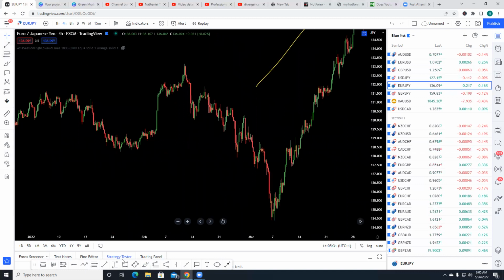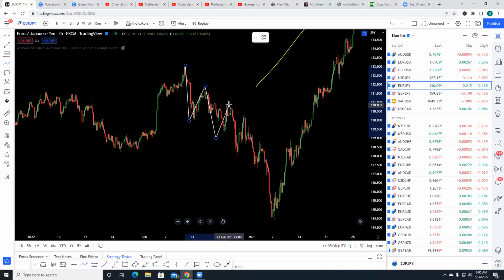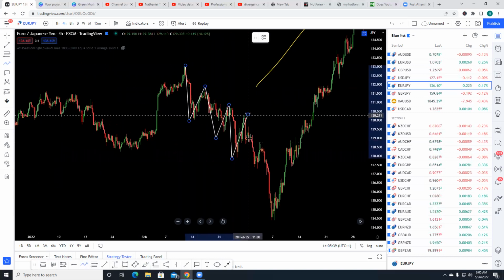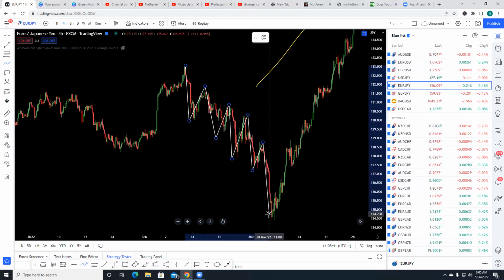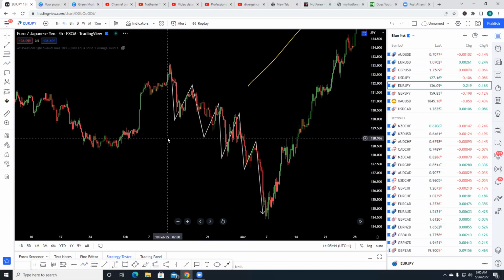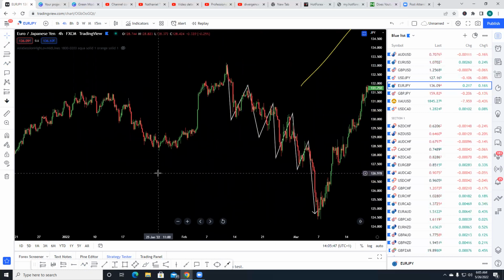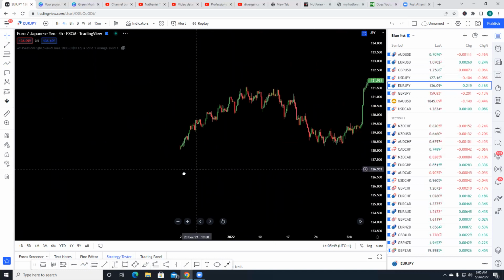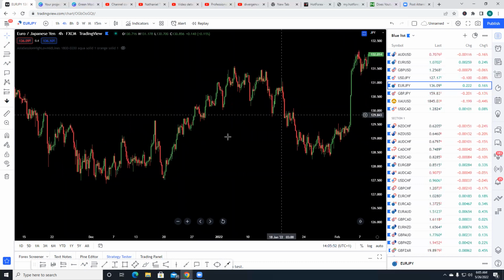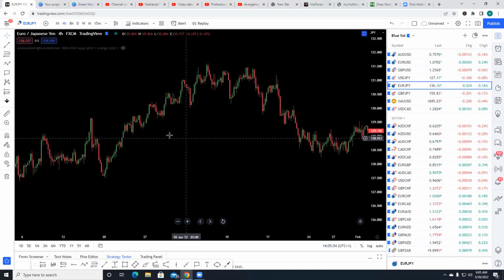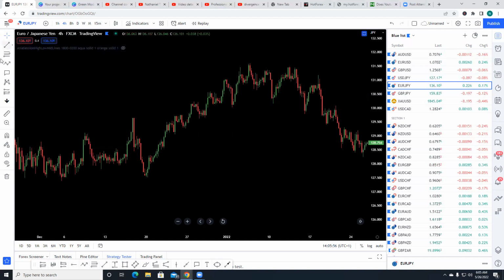Some people, it is only when structure is like this that they will understand it. Can you see lower low, lower high, lower low, lower high, lower low, lower high, lower low? If a structure is not like this, they become confused and they begin to click buy, sell, buy, sell, buy, sell. It does not work like that, guys. You must understand your structure.